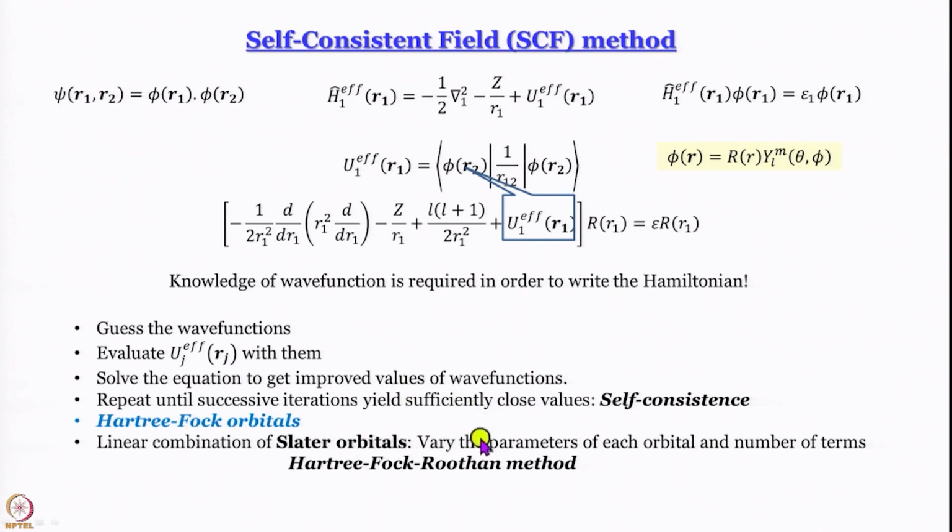And the orbitals we get at that time, the self-consistent orbitals, are called Hartree-Fock orbitals, and generally what we do is we take linear combinations of Slater orbitals and we vary the parameters of each orbital, and we also vary the number of terms to get what is called the Hartree-Fock-Roothaan method. And today we will give you a very sketchy glimpse using helium for example, or we will also write it in terms of n electron atom how this is actually done.